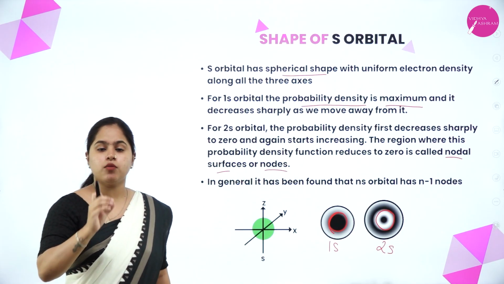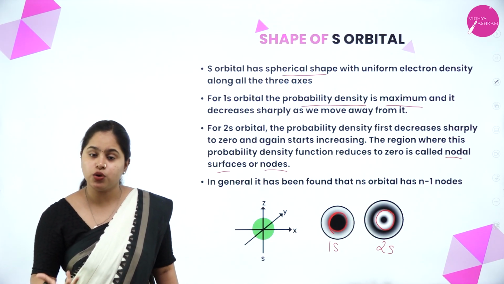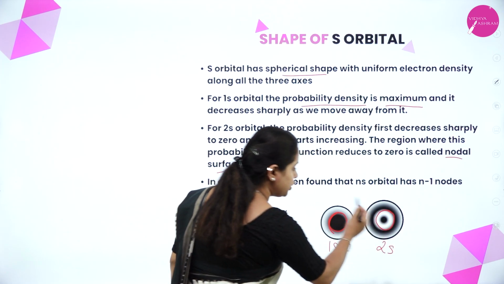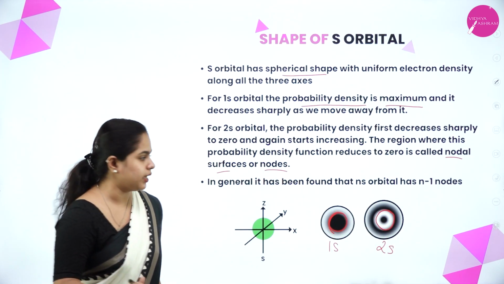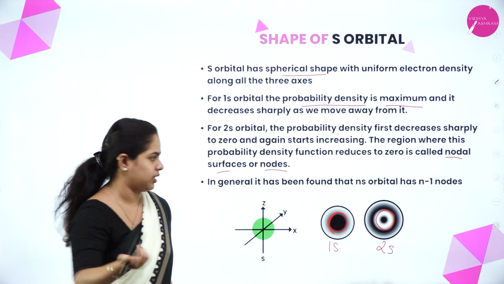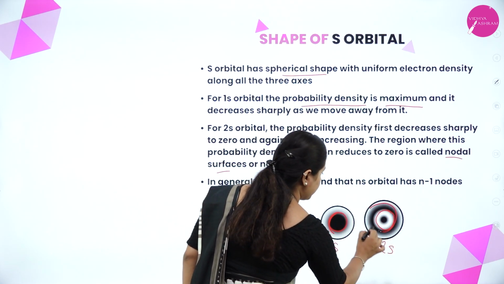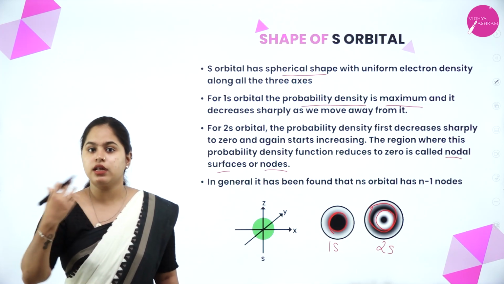right? So basically what happens is the electron density comes to 0. So in this area, the white region that you can see, the probability of finding electron will be 0, right? And then suddenly it starts increasing. Again, you can see the black region here after the white region. This part. What is happening there? Again, the probability of finding electron increases.